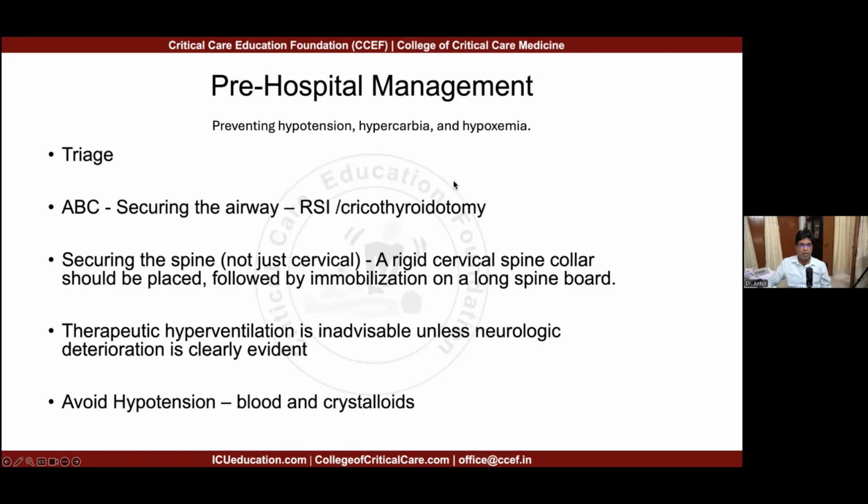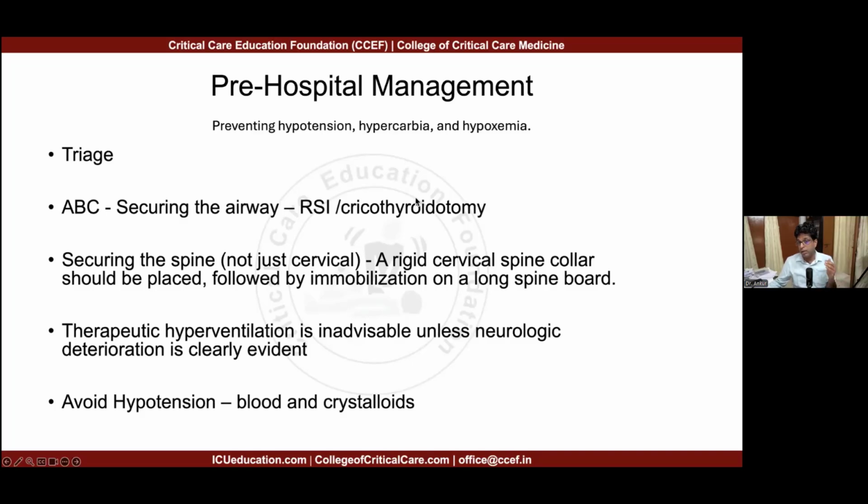Now, before we discuss the hospital management, if you are guiding a paramedic, or you live in a rural area where you are referring the patient, there are certain things you need to remember while transferring this patient. In pre-hospital management, you prevent three main things: hypotension, raised PCO2, and hypoxemia. So oxygen, carbon dioxide, and blood pressure. Just take care of these three things while the patient is being shifted to a higher center. It will take care of most of the things.